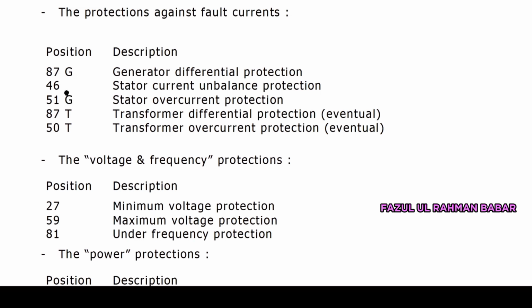And 46 is for the stator current unbalanced protection. That means when on the three phases of the stator there is unbalanced current, for measuring the unbalanced current limit and tripping, meaning opening the breaker of the generator or isolating the generator from the system, we have the protection 46. The stator overcurrent is standard 51G and 50 and 51G. So both are for the stator and transformer overcurrent protection.